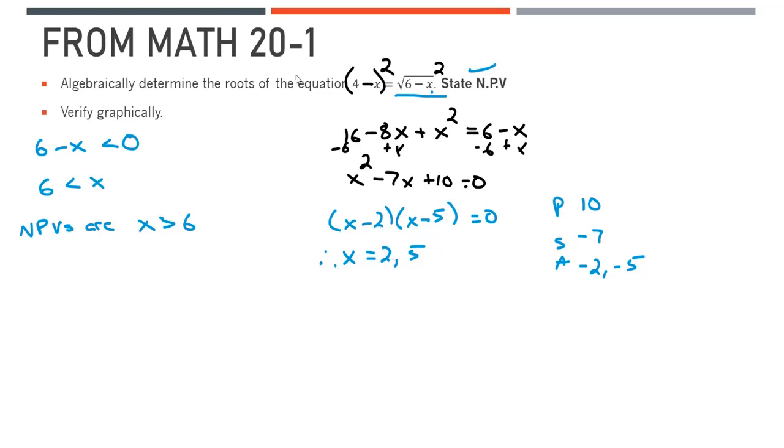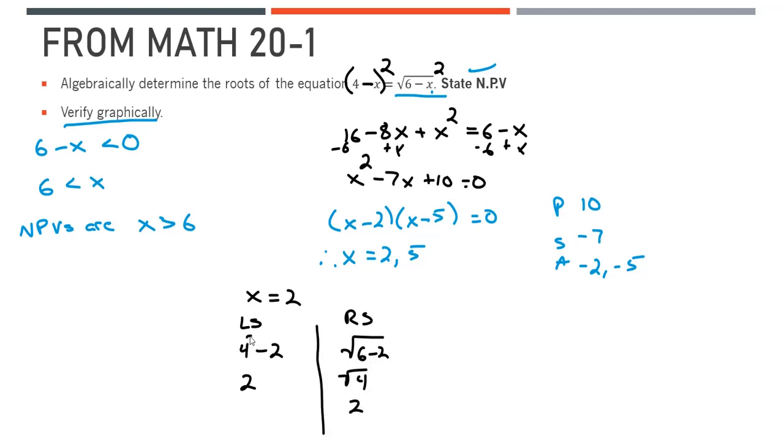Now it says to verify graphically. Again, I'm going to do it algebraically. I'll let you do it graphically. So the first one I'll do is x equals 2. So my left side then is 4 minus 2, which is equal to 2. Our right side is the square root of 6 minus 2. So we get square root of 4, which is also 2. Perfect. So then we can say, therefore, left side equals right side.